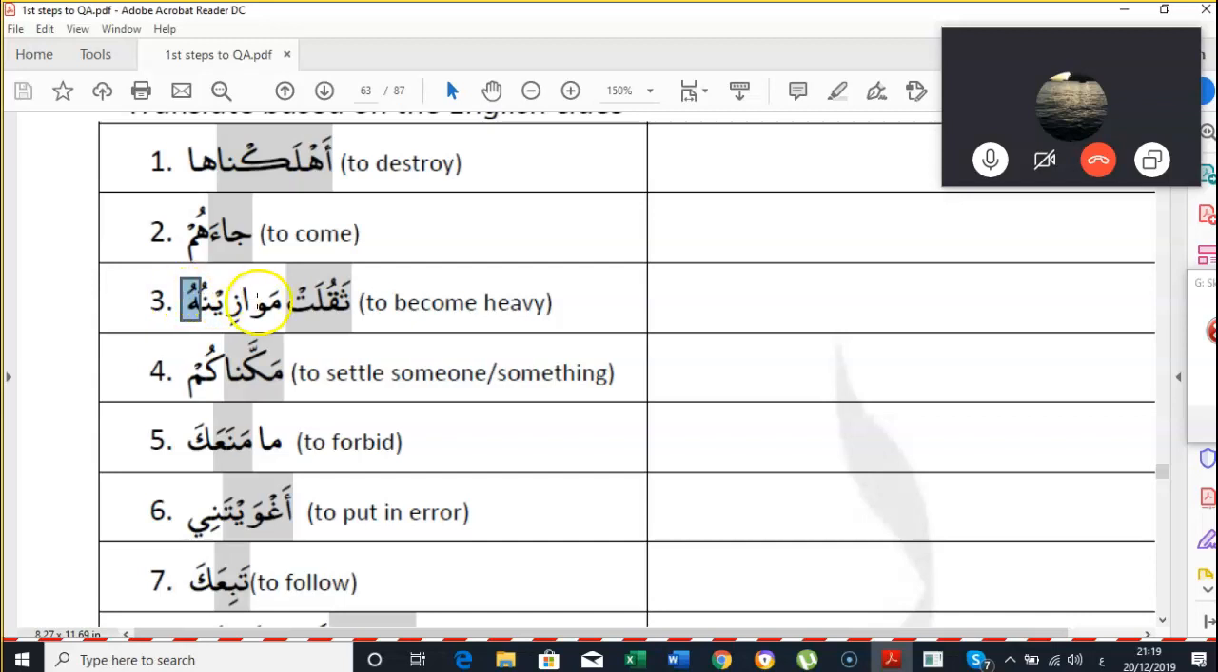Now in the translation, is there any feminine word? His scales became heavy. No, but remember, it's about how they're grammatically treated. When we said قالت الأعراب, the Bedouin said, there's nothing feminine in that sentence, but grammatically they treat it as feminine.